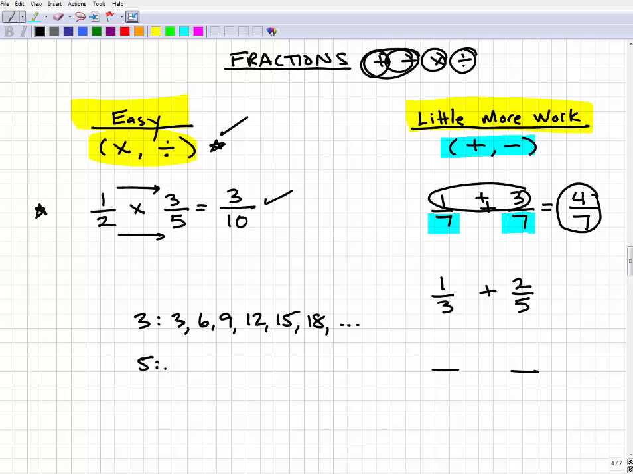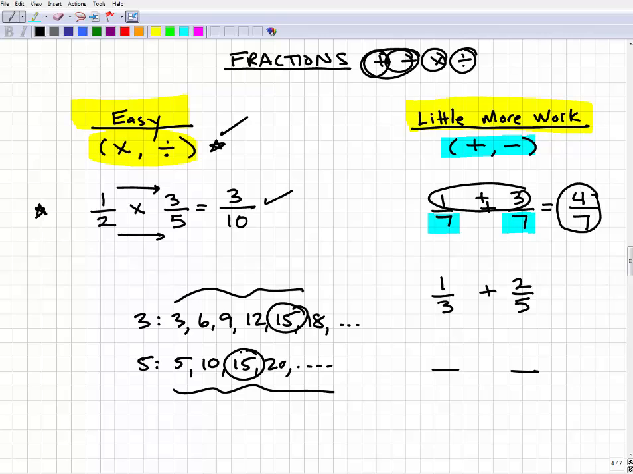Let's do the same thing with 5. So 5 times 1 is 5, 5 times 2 is 10, 5 times 3 is 15, 5 times 4 is 20, on and on. Well, these are multiples of 3 and these are multiples of 5. We're looking to find a number that's in common with both of these lists. Can you see that number? It's 15. This is what we call a common multiple. These are multiples of 5, these are multiples of 3, and these are common multiples between 3 and 5. We want to pick the lowest one, so in this case, it's 15.